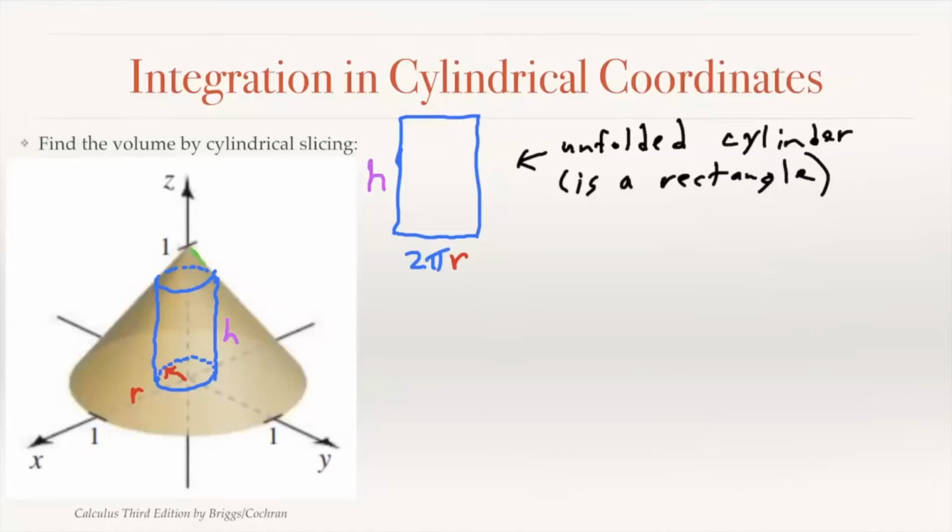And what is that height as a function of r? Well, you can see that this line goes from 1 down to 1, slope of -1. This is the line z equals 1 minus r, where r is the radius away from the origin. So that's what the h is.